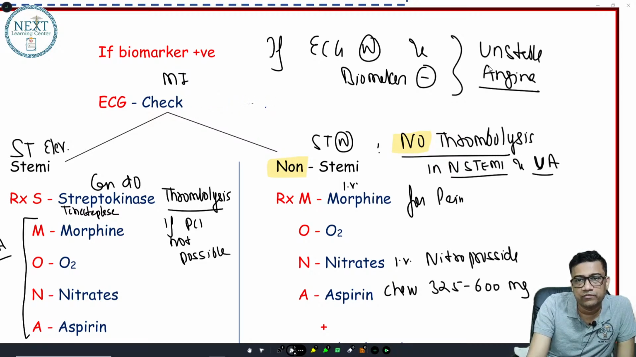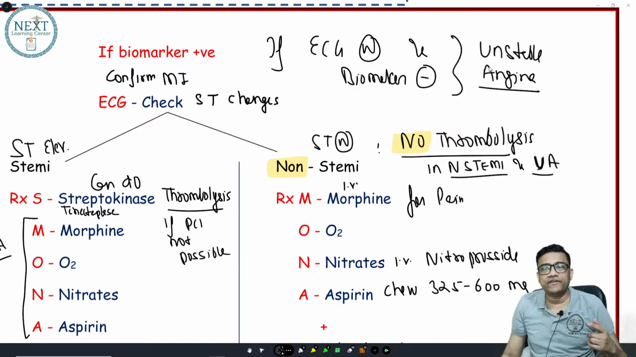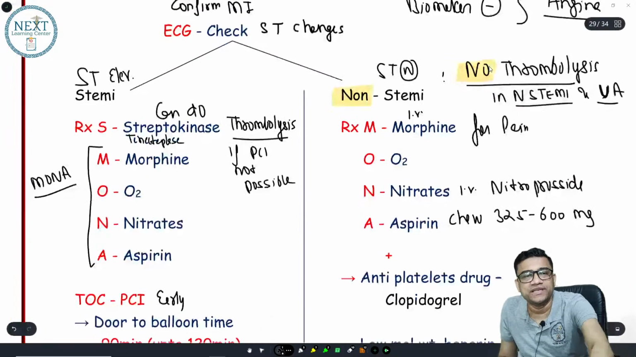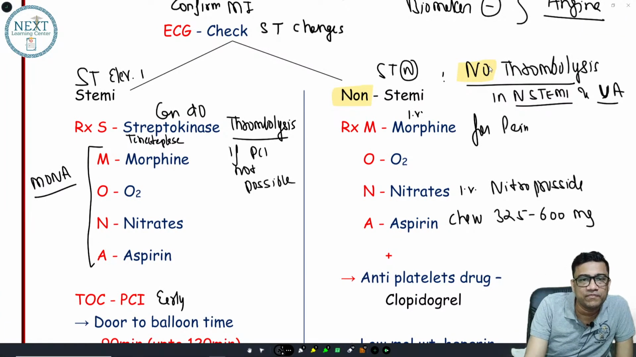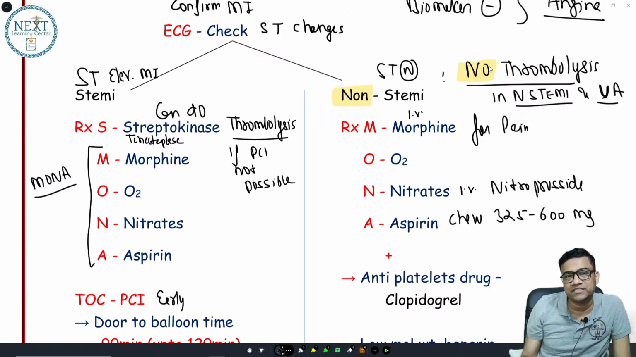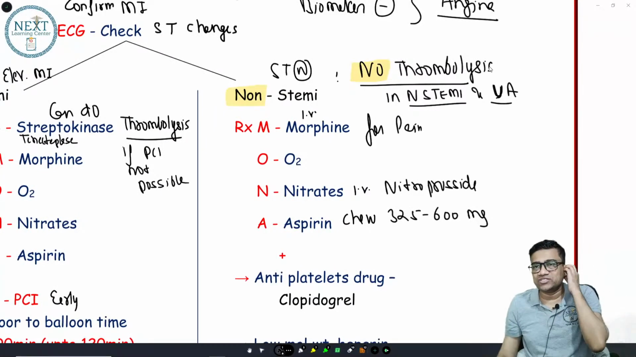Okay, so write down. So that confirms MI. Now check the ECG, check ST changes. If ST changes are present, it is called STEMI, that is ST elevated MI. So what is the name? ST elevated MI. STEMI is ST elevated MI. If it is normal, it is called non-ST MI.